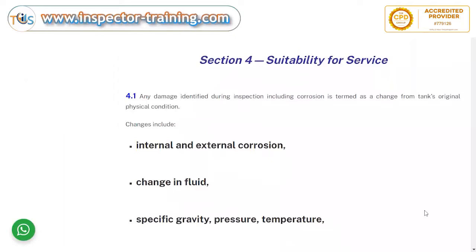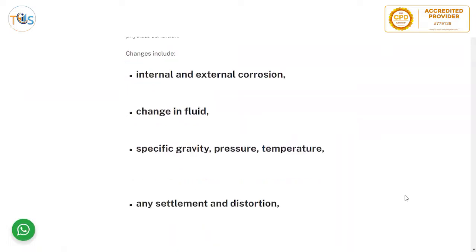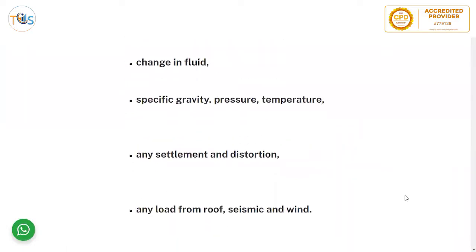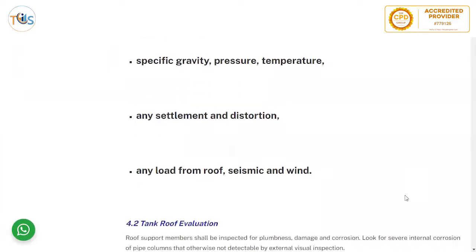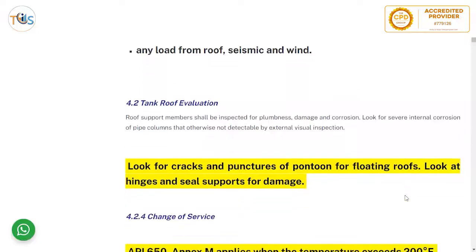Any damage identified during inspection, including corrosion, is termed as a change from the tank's original physical condition. Changes include internal and external corrosion, change in fluid, specific gravity, pressure, temperature, any settlement and distortion, and any load from roof, seismic, and wind load.